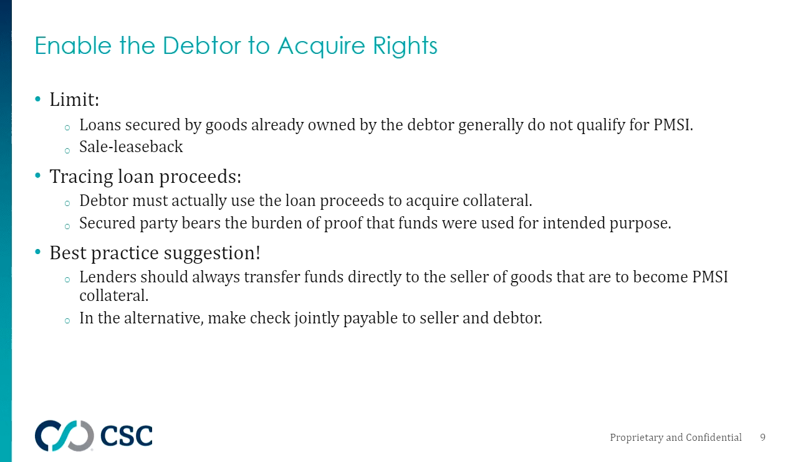Now, one thing to remember is that the secured party bears the burden of proof of showing that they enabled the debtor to acquire rights in the collateral. And that means they have to demonstrate that the proceeds of the loan or the financing that was provided did in fact enable the debtor to acquire rights in the collateral. And that means tracing the loan proceeds to show that the debtor used them for acquiring the collateral.